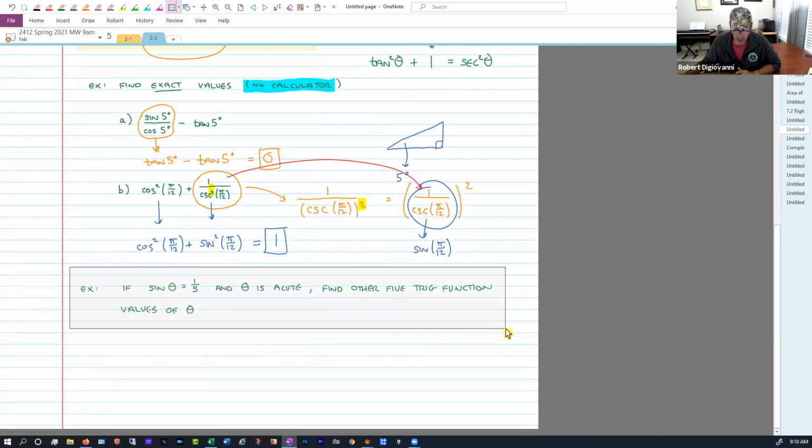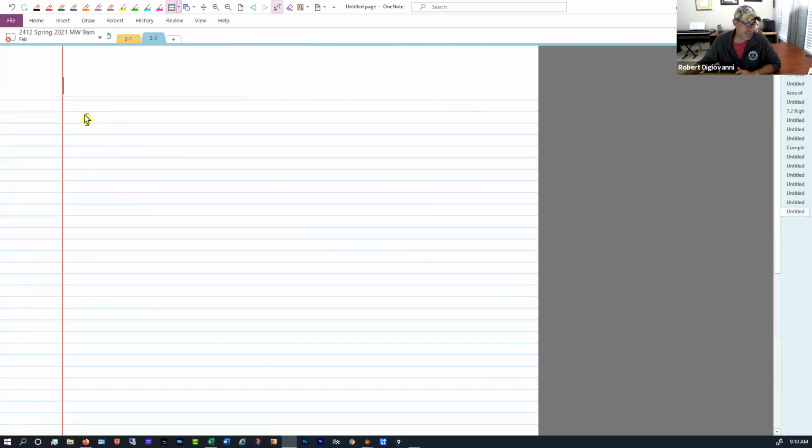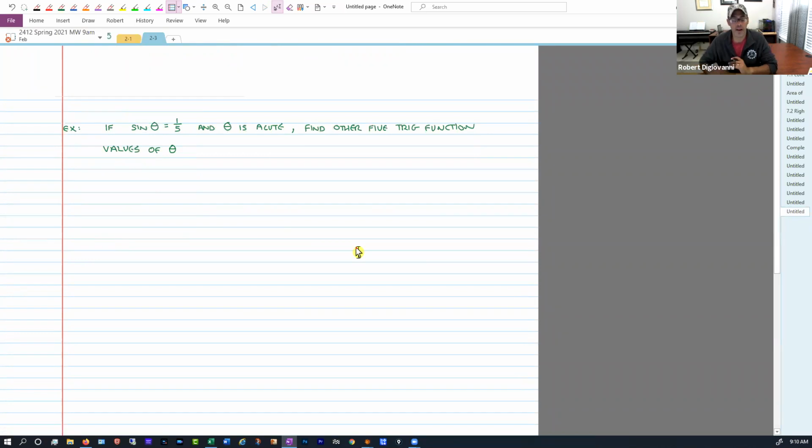I'm going to start this on a new page. Okay, so this next problem is very different, all right? And this is definitely the type of problem that I like to put on tests, all right? It says if sine of theta is 1 divided by 5 and theta is an acute angle, find the other 5 trig function values of theta.